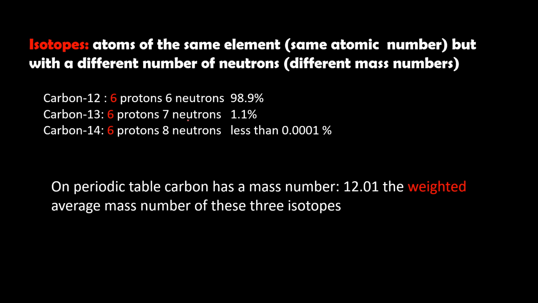So to find the actual mass number, which is found in the periodic table, we find the weighted average of these mass numbers. The weighted average takes into consideration the percent abundance. It's not just an average, but an average that takes into consideration the percent abundance. And in the periodic table, carbon has a mass of 12.01 because most carbons are 12. So this number is closer to 12 than to 13 or 14.